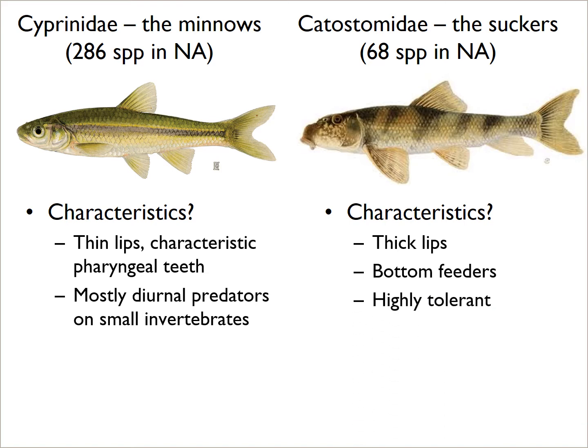And it really varies, but for the most part across the family of suckers, they're pretty tolerant. Although the northern hog sucker, which we've seen, is an example of an intolerant sucker.